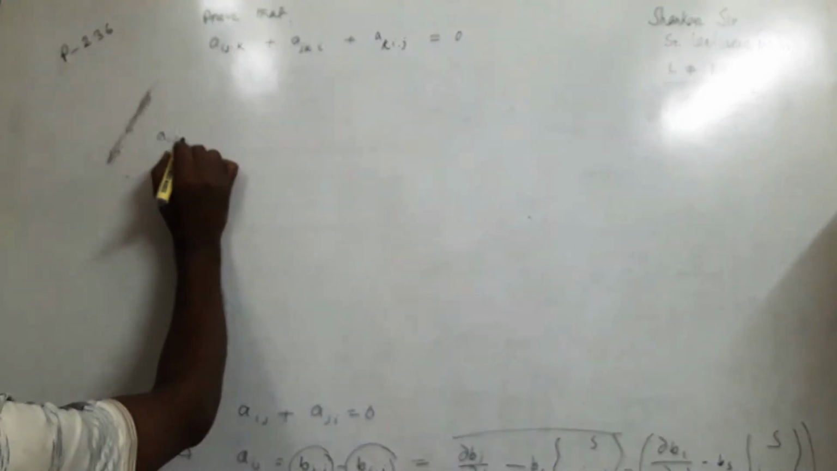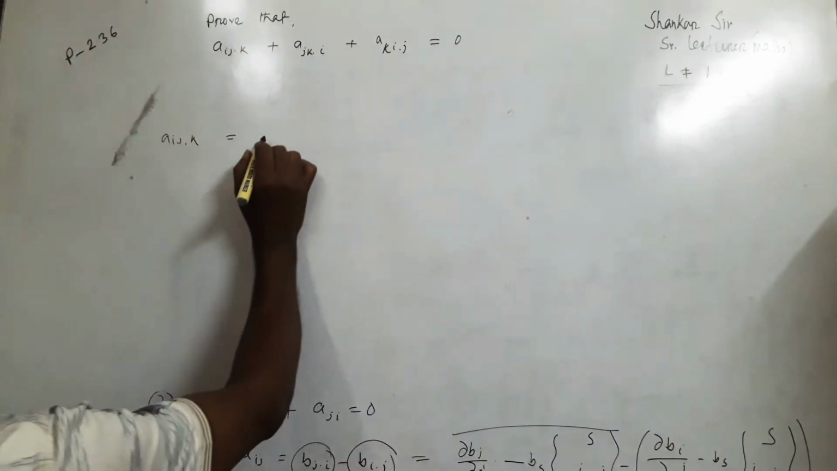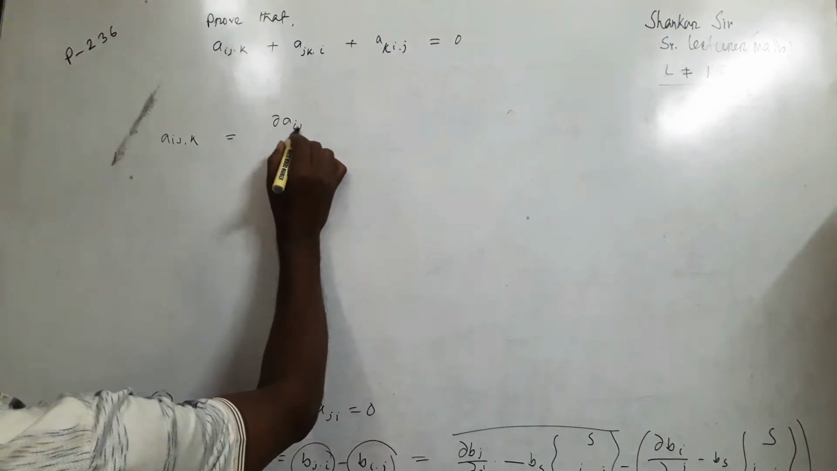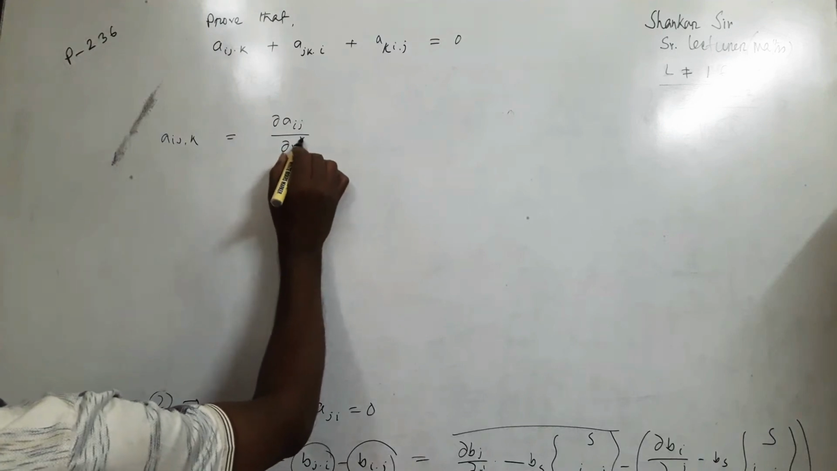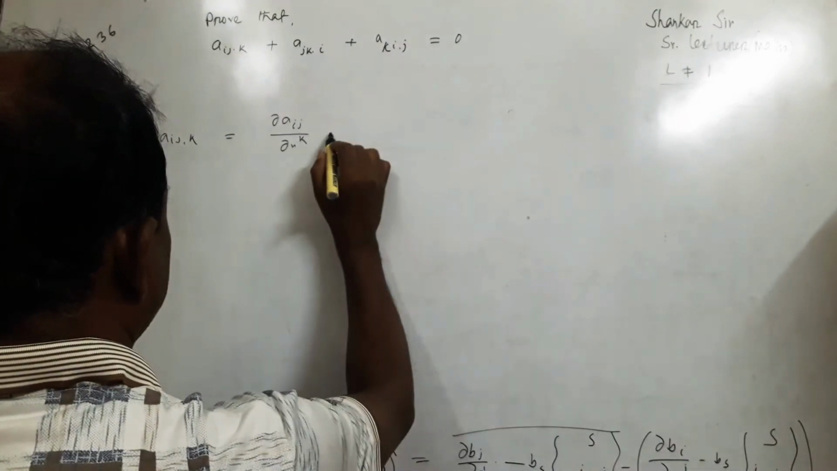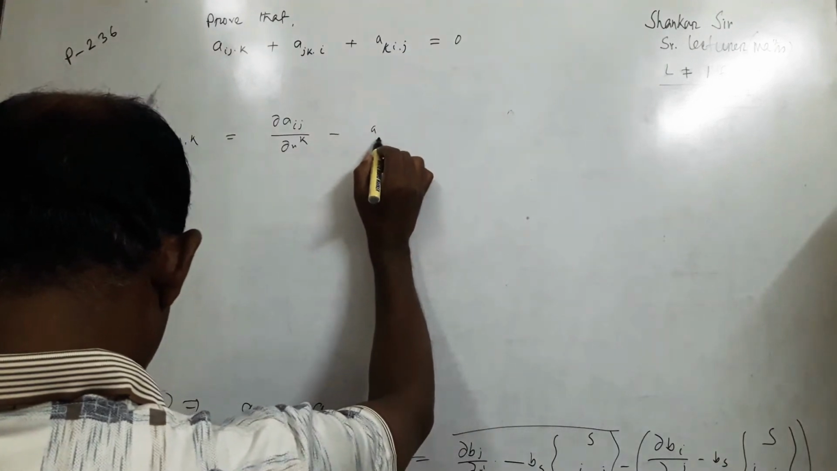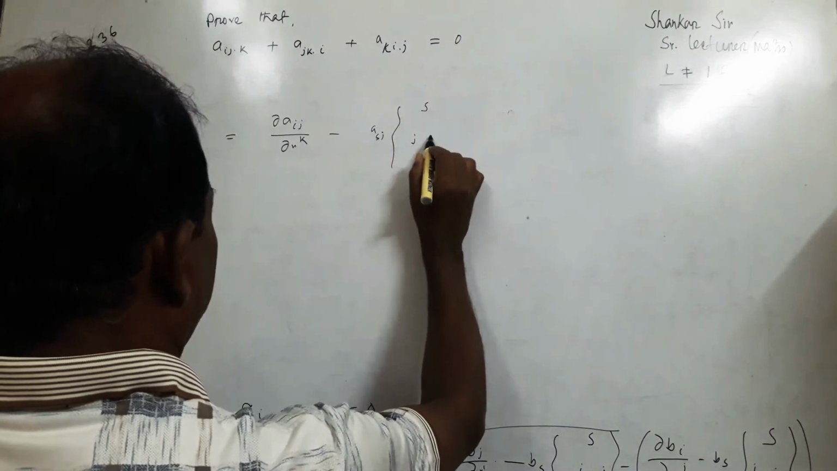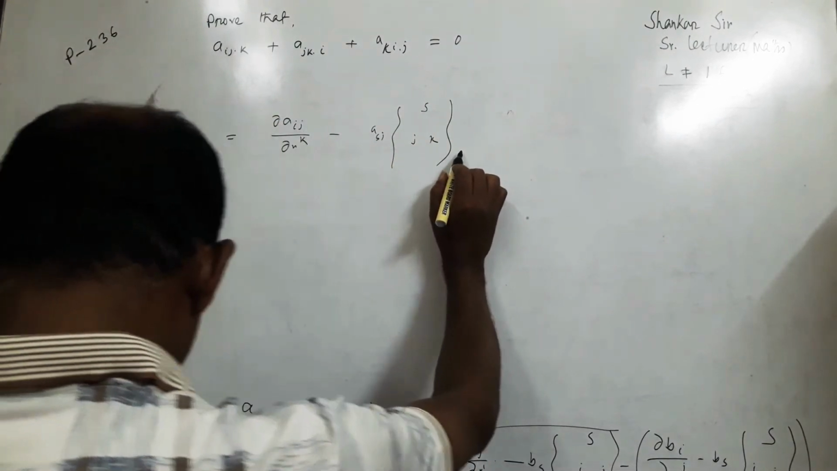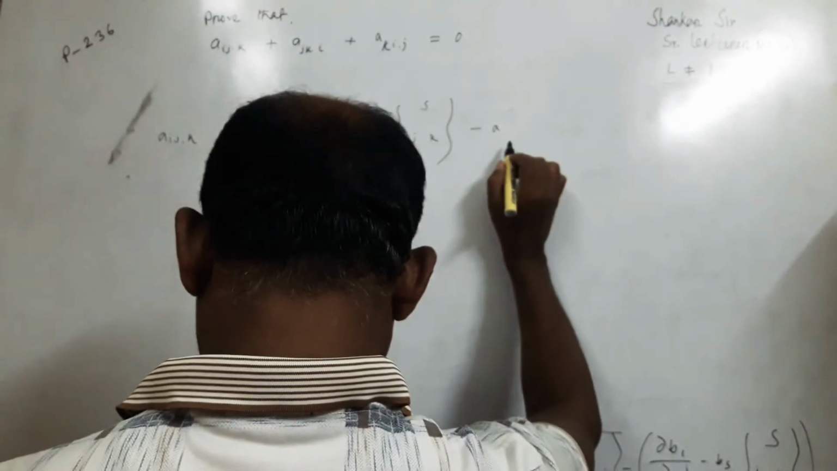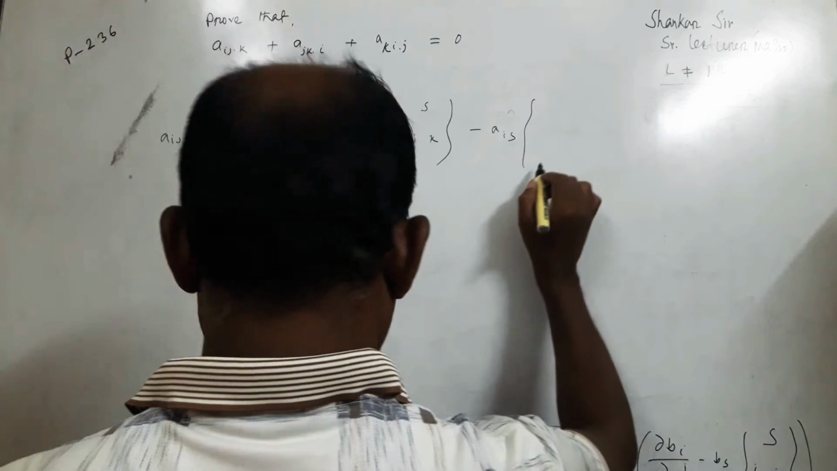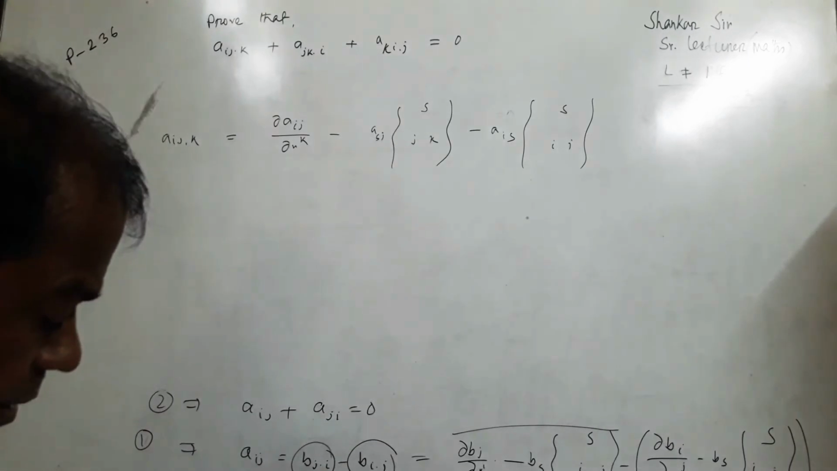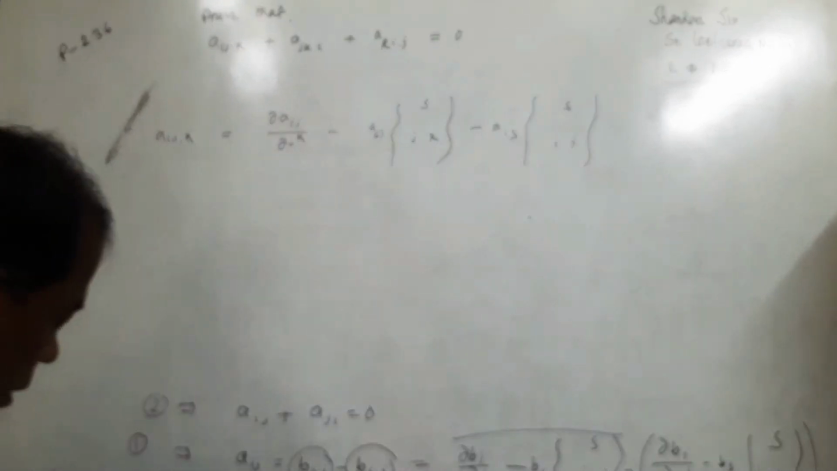aij,k equals del aij divided by del xk, and minus asj, k, minus ais, at sij. Okay, it's also right now in this format.